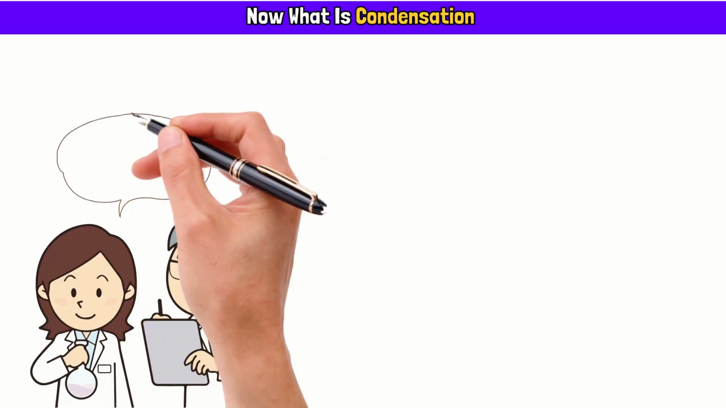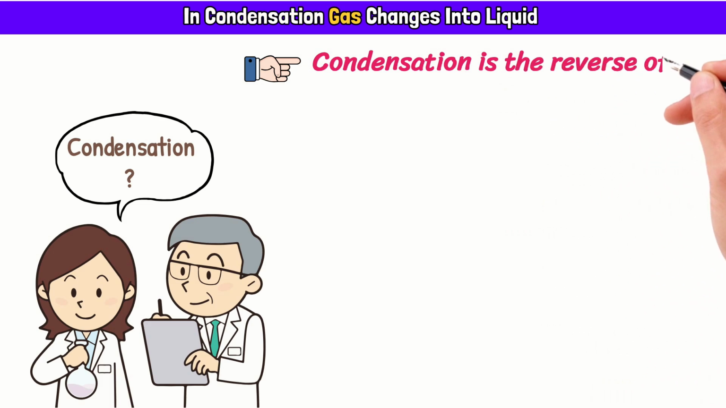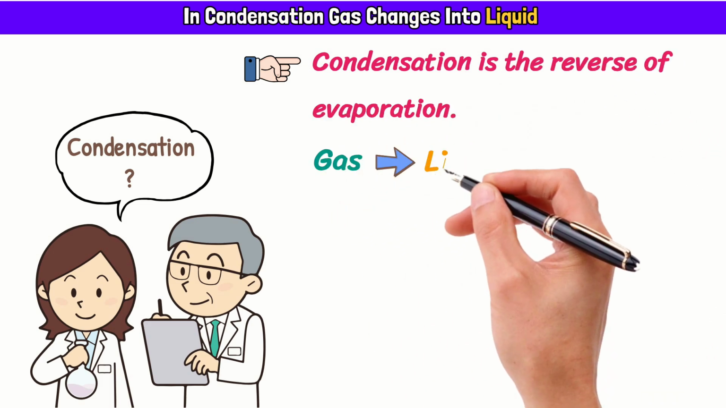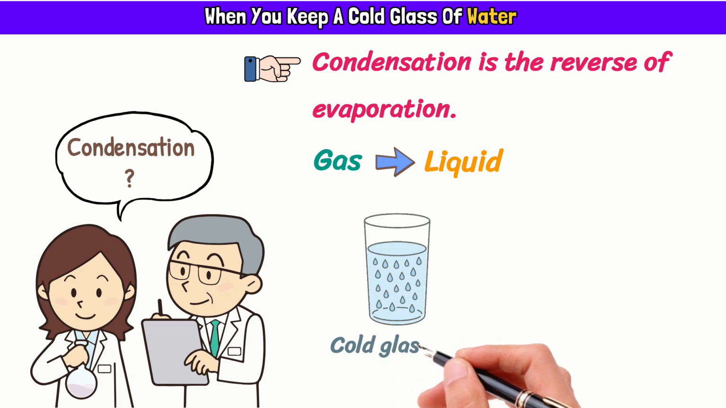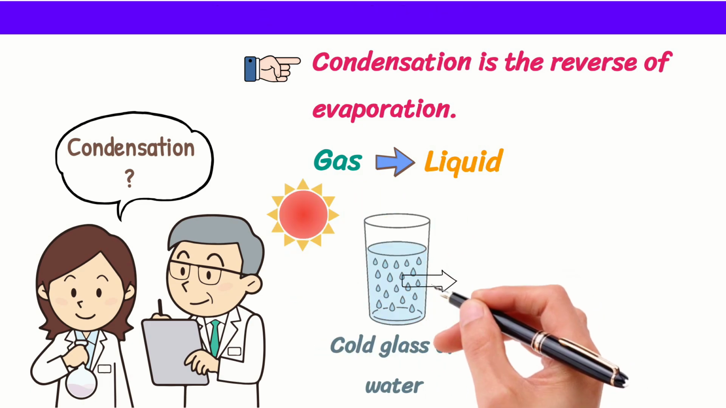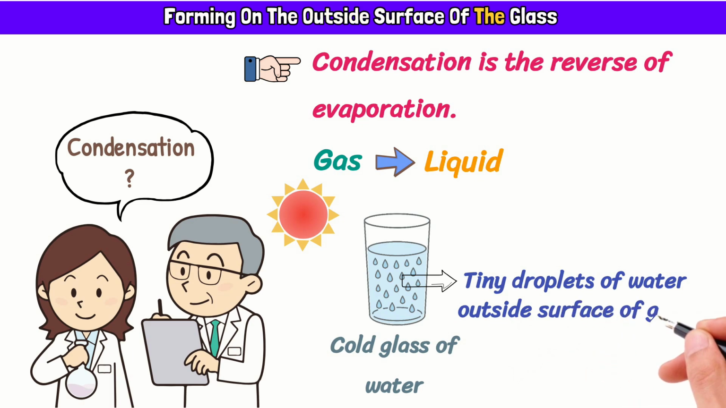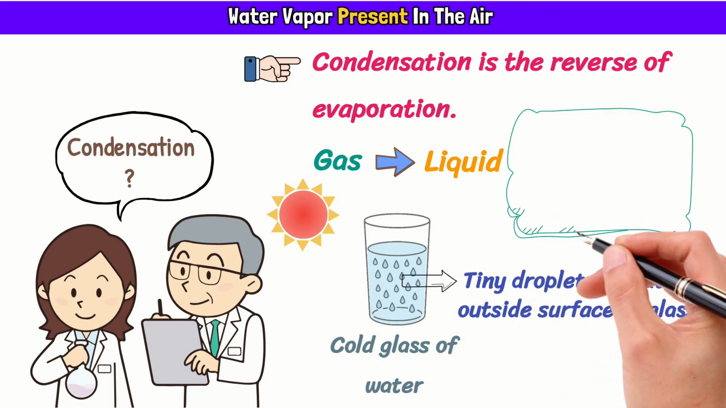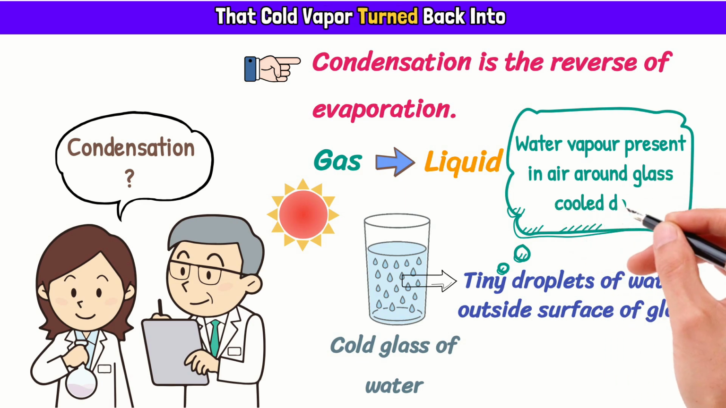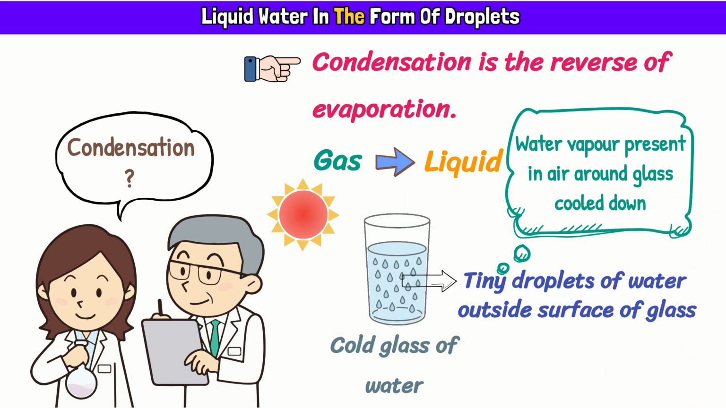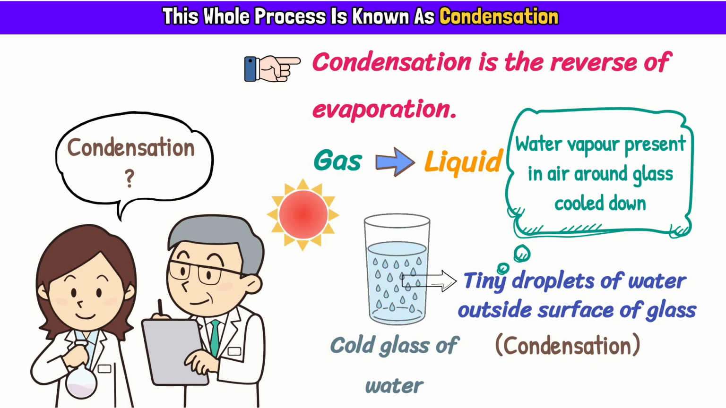Now what is condensation? Condensation is the reverse of evaporation. In condensation, gas changes into liquid. A very common example is when you keep a cold glass of water outside on a warm day. You will notice tiny droplets of water forming on the outside surface of the glass. Water vapor present in the air around the glass cooled down. That cooled vapor turned back into liquid water in the form of droplets. This whole process is known as condensation.